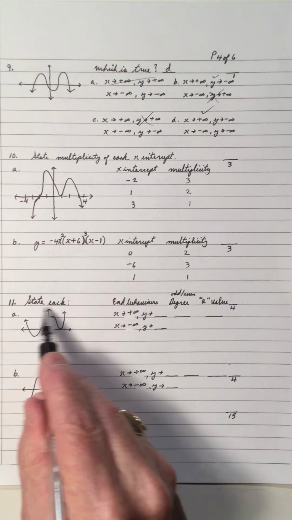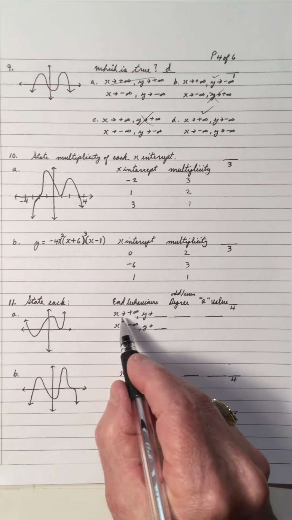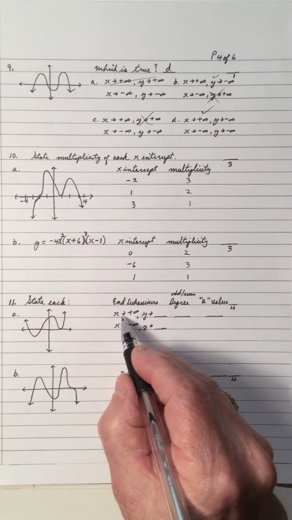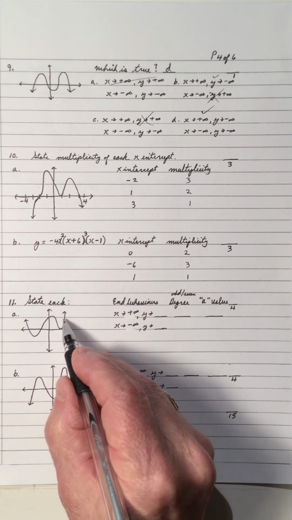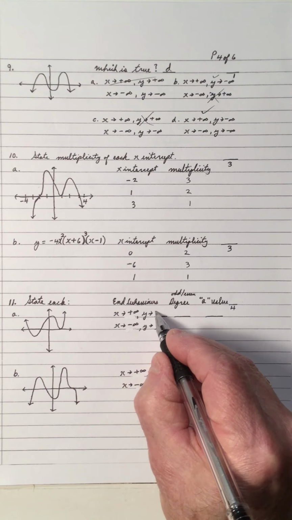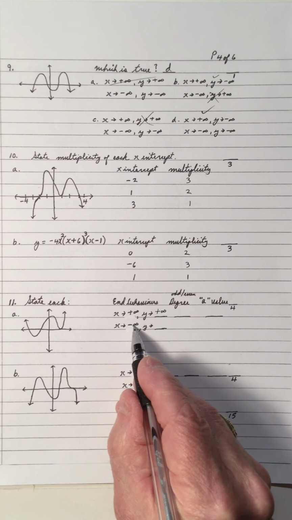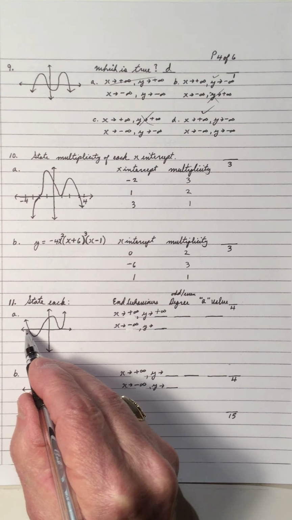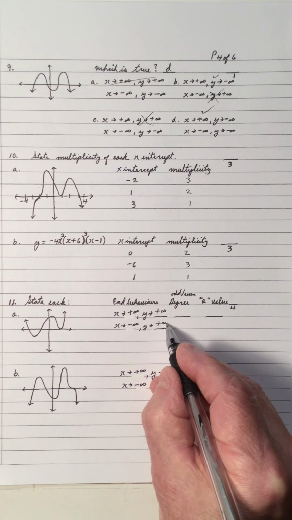And number 11, state each. So let's look at the graph. And we want to fill in this from this graph. As x goes to positive infinity, y is going up. So that's positive infinity. This one, as x is going to negative infinity, which is this way, y is going up. So it's a positive infinity.